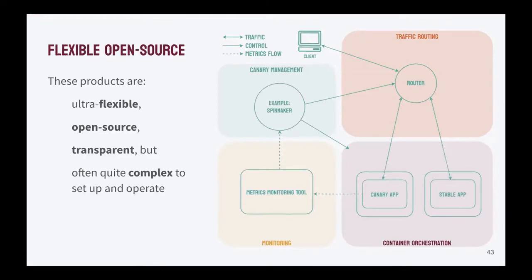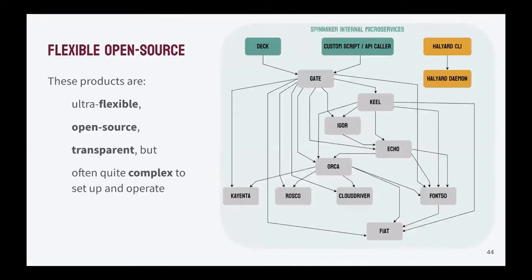The second category is the ultra-flexible open source solution. These solutions work with just about any chosen combination of container orchestration, traffic routing, and monitoring tools. This is often because these solutions are themselves large collections of freely configurable microservices. However, the trade-off for maximal flexibility is that these solutions often come with the daunting challenge of configuring their microservices and using them alongside your current microservice infrastructure.